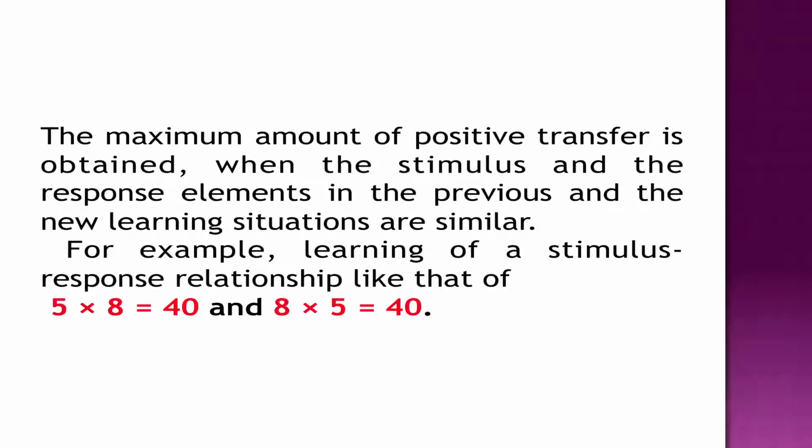However, the maximum amount of positive transfer is obtained when the stimulus and the response elements in the previous and the new learning situations are similar. For example, learning of a stimulus-response relationship like that of 5 multiplied by 8 equals 40 and 8 multiplied by 5 equals 40. In this case, there is similarity between the elements in the stimulus-response relationship.